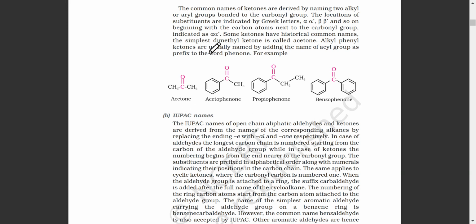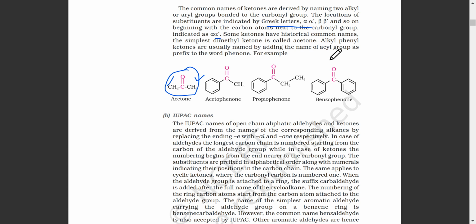Ketones are derived by naming the two alkyl or aryl groups bonded to the carbonyl group. Now we know in case of ketones, you'll have the carbonyl group, दोनों तरफ से it'll be having an alkyl group on both the sides. So we'll name it on the basis of the alkyl groups attached. The locations of substituents are again given by Greek letters because we are discussing the common name system. This won't be just alpha, beta, it'll be in pairs because you'll have two alkyl groups. So you can have alpha alpha dash position, beta beta dash, and so on, beginning with the carbon atoms next to the carbonyl group indicated as alpha alpha dash. So the first carbon attached to the carbonyl group will be named as the alpha carbon. This is quite conventional.